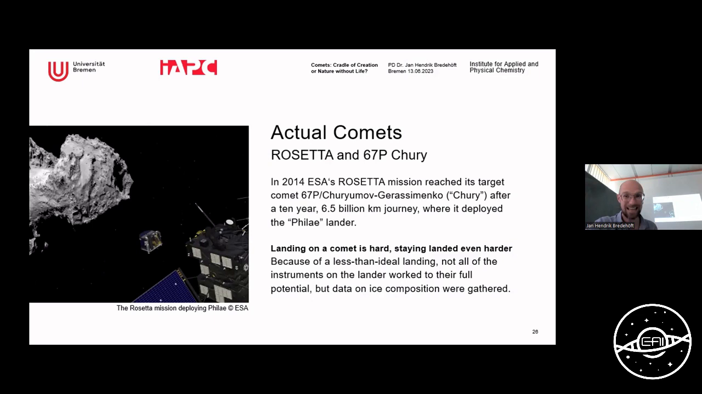And because of a slightly less than ideal landing with a couple of bounces and tumbling, we ended up in a spot where the lander couldn't really fulfill its full potential, because we had only one of the three or four solar panels in the sun. So there was a lot less energy than we wanted. And also we sort of ended up wedged sitting on the face of a cliff. So drilling into the ground was also kind of hard if you're sitting on the wall, but we still learned a lot about the chemistry.